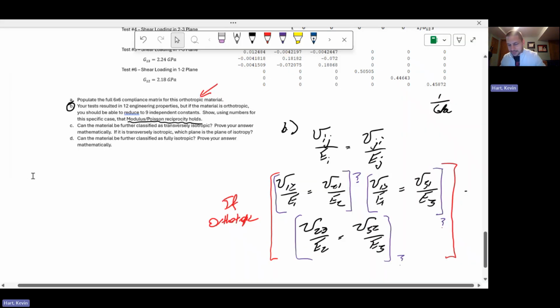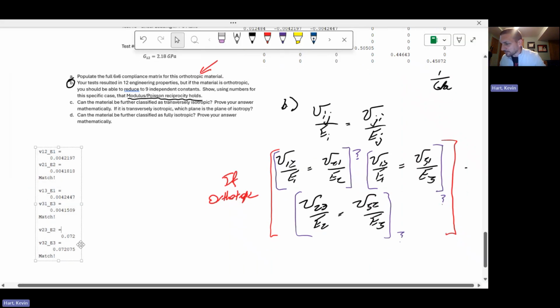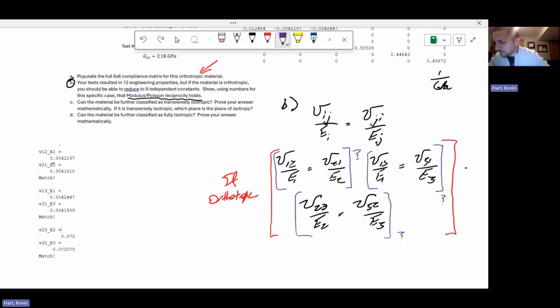But okay, approximately, if you do the calculations, nu 1,2 over E1 is 0.00422. Is that close to nu 2,1 over E2? Because I'm evaluating this particular equation over here, right? And if you look at this, yeah, these are relatively close. It's within a couple percent. So yes, check, they match.